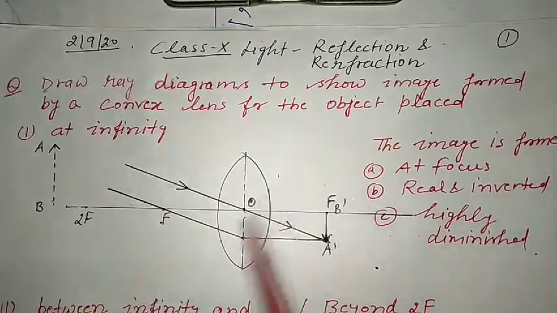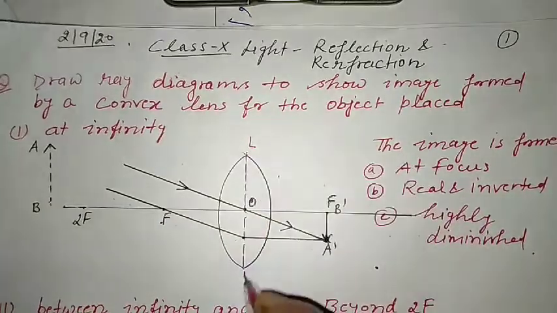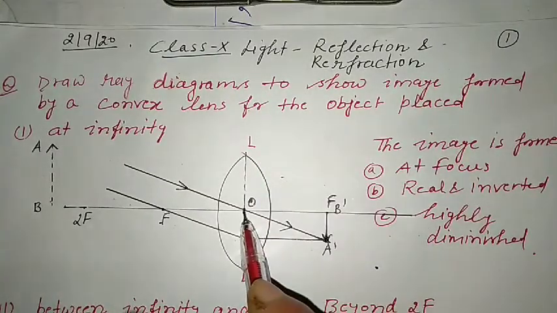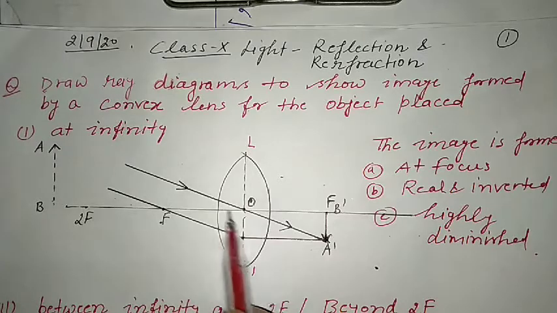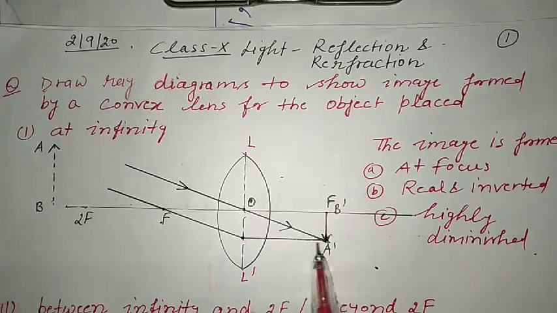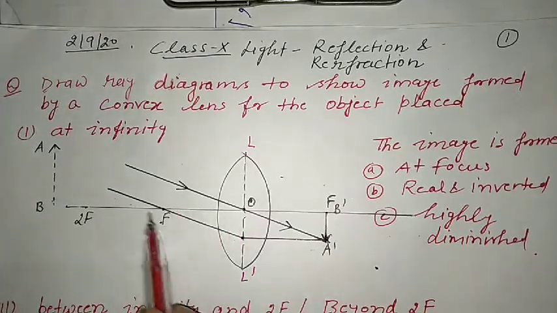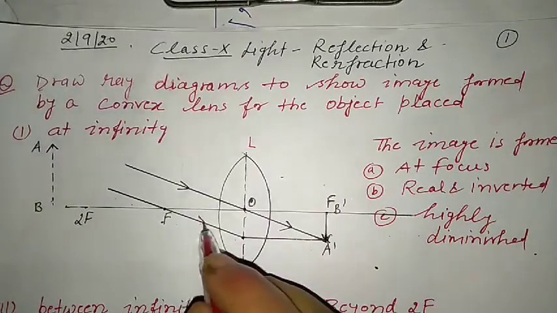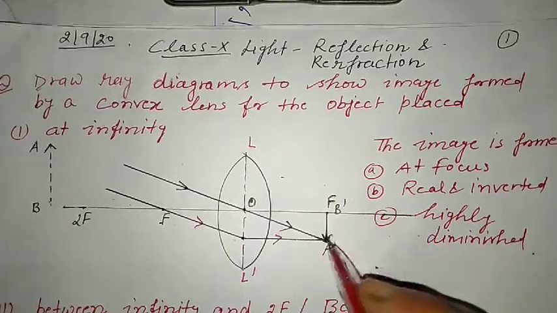We can see here this is L and L dash. This is the aperture of the lens. This is the center, the optical center. The ray passing through the optical center will not refract. The second ray passes through the focus, and after refraction becomes parallel to the principal axis. So where will they meet? They will meet at the other side focus.